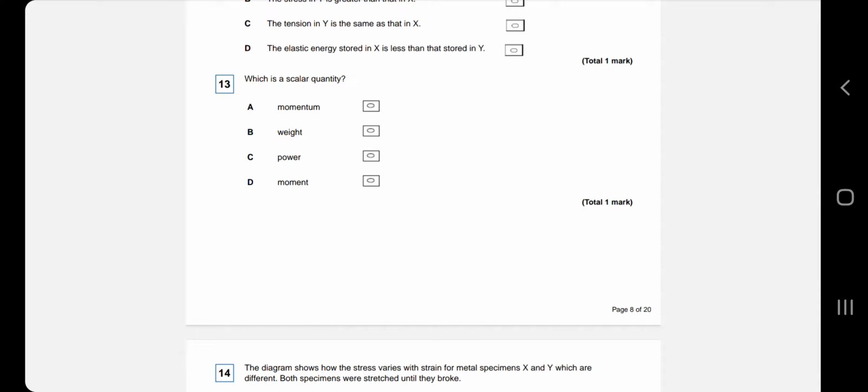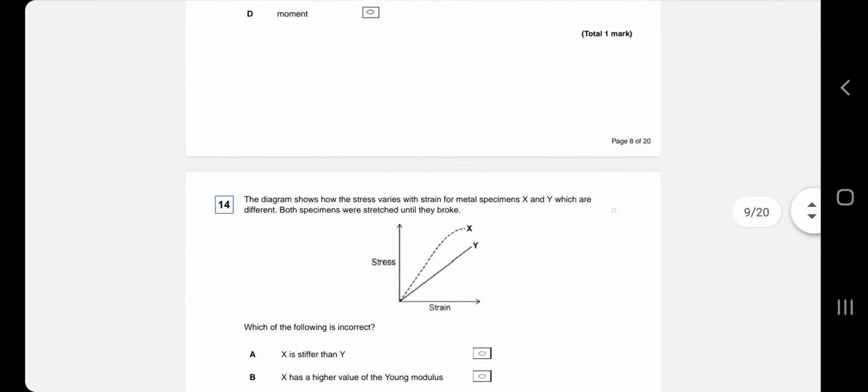Number 13. So this is just some simple recall. Which of these is a scalar quantity? If you remember that a scalar is simply a quantity that has magnitude only, and magnitude just means size. The next thing instead of scalar would be a vector, and a vector has magnitude, which is size, plus direction. Momentum is a vector. Weight is also a vector. A moment is also a vector. Power, which is energy over time, or work done over time, is the scalar quantity.